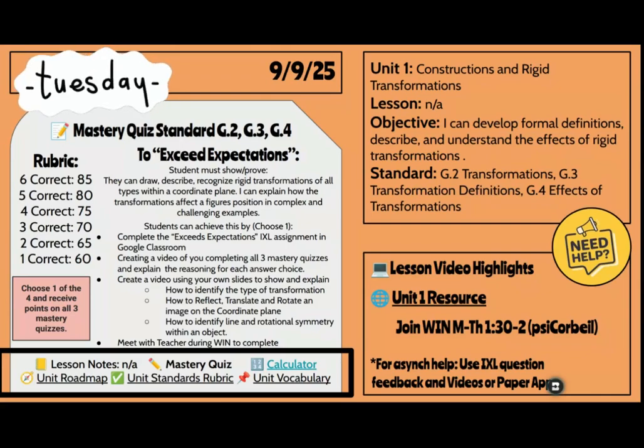You can also create a video and use your own slides to explain all of the topics that we will cover on each of these mastery quizzes. So you will need to tell how to identify the type of transformation, how to reflect, translate, and rotate an image on a coordinate plane. You will need to perform that there. And then also how to identify line and rotational symmetry within an object. If you do this, this will cover all three standards and you will exceed expectations in all three standards.